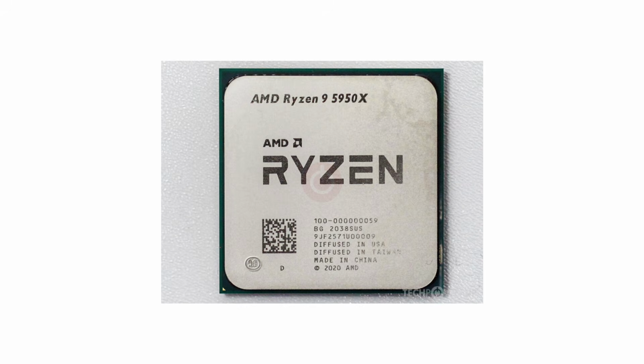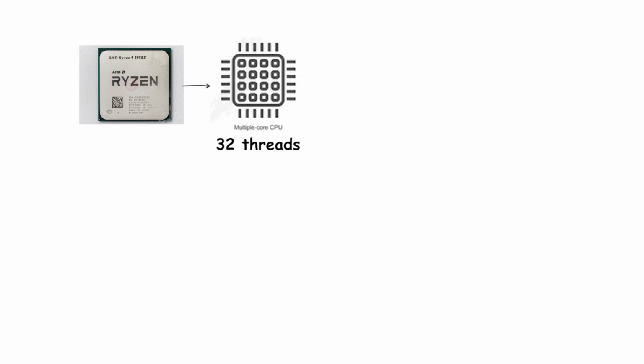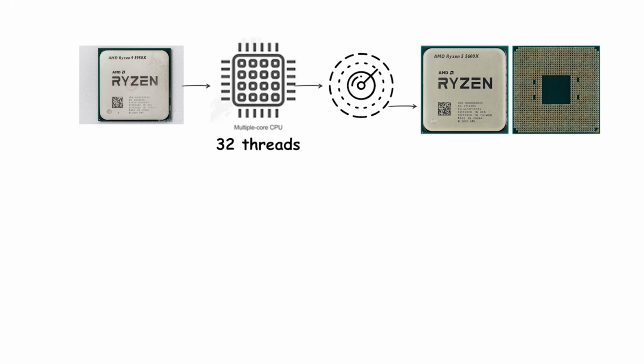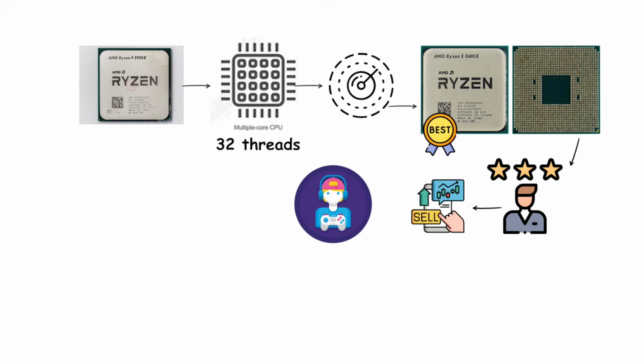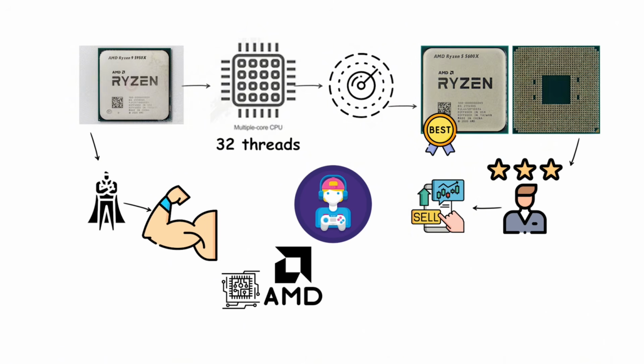The flagship Ryzen 9 5950X offered 16 cores and 32 threads, while even mid-range processors like the Ryzen 5 5600X became some of the best-selling CPUs for gamers. Zen 3 was widely praised as one of the strongest CPU launches in AMD's history, firmly re-establishing the company as a leader in both innovation and market share.